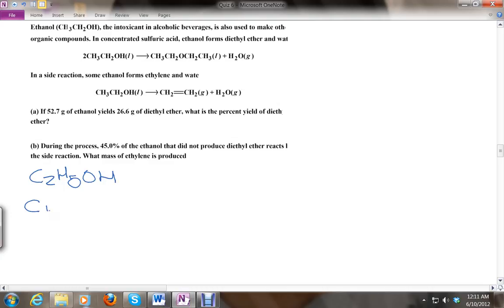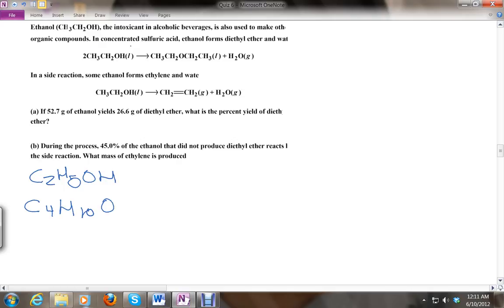Which is going to be C 1, 2, 3, 4. I'm doing this because of the molar mass. Hydrogen, we have 10, if I remember correctly. And then oxygen, we have 1. Hold on, I think I already have these numbers calculated, so it's going to be fast.